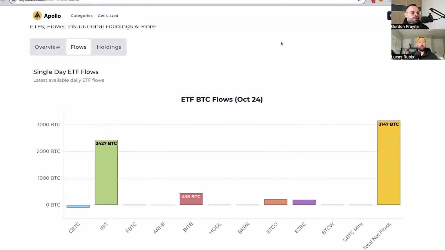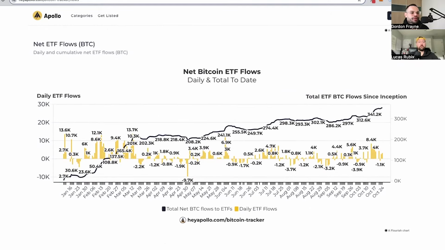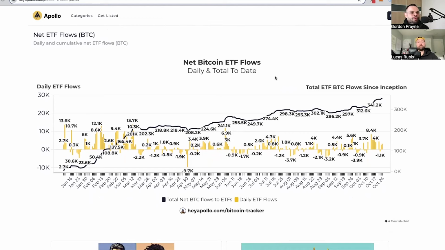This website, heyapollo.com, is something I like to use to track these daily flows. Again, the general trend is still very bullish, up and to the right, with the amount of capital flowing into these ETFs. But as we approach a peak cycle, I would anticipate that falling off or rounding out with an extended period of outflows. So, easy one to track.